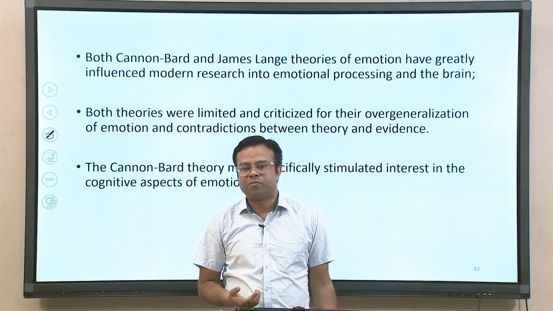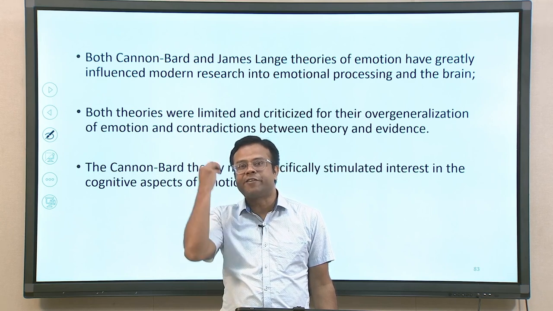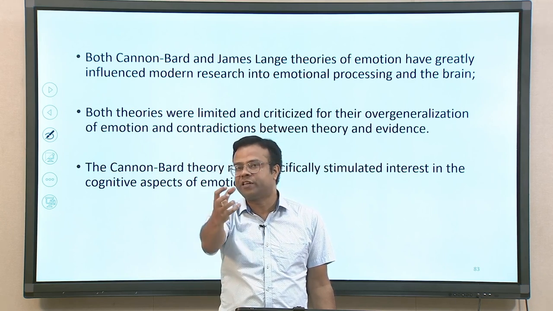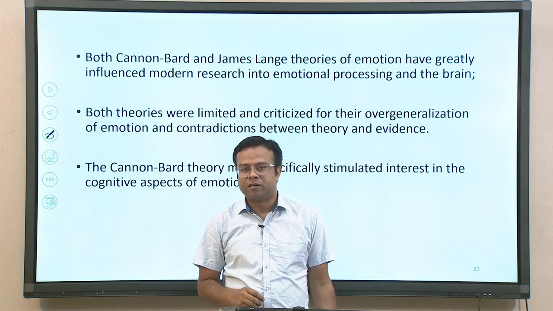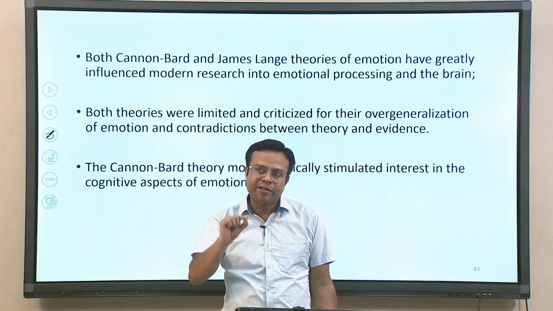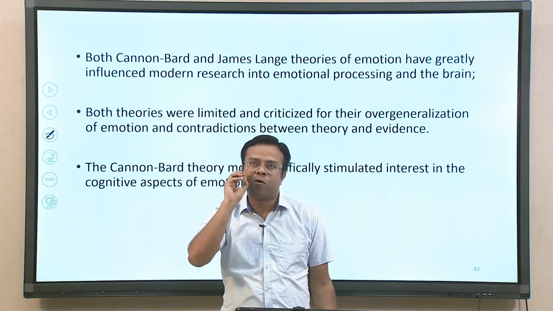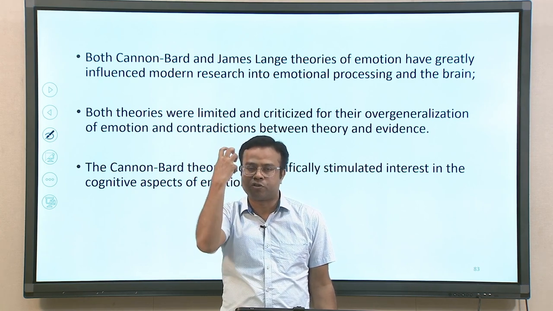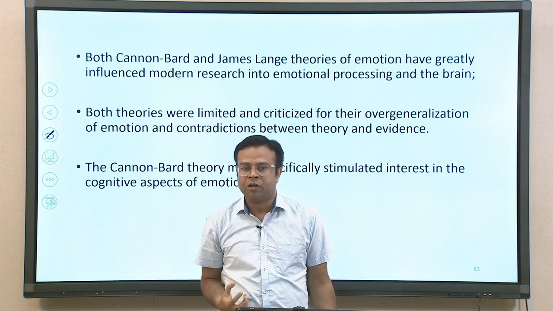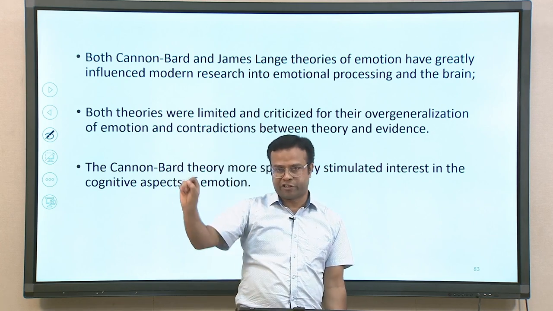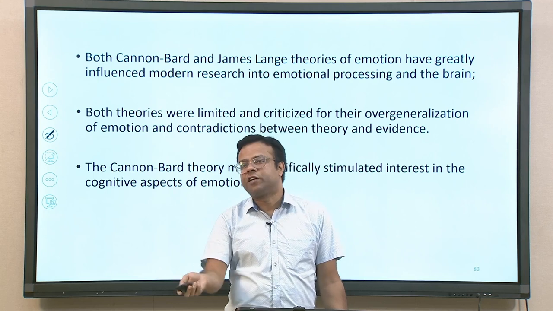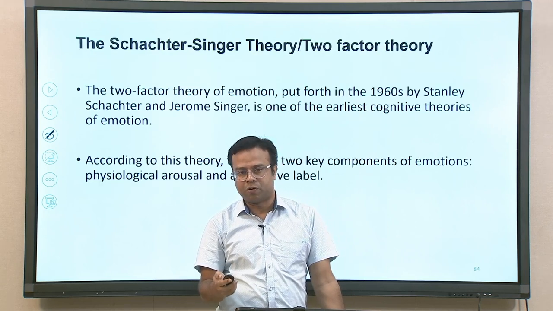Cannon-Bard theory more specifically stimulated interest in the cognitive aspect, because it says the perception of the event by the brain is very important. So it stimulated research into the cognitive theories of emotion, how mental processes or thought processes play an important role in emotion. It stimulated a lot of interest in that. The next theory is the cognitive theory, and we will see what it says.